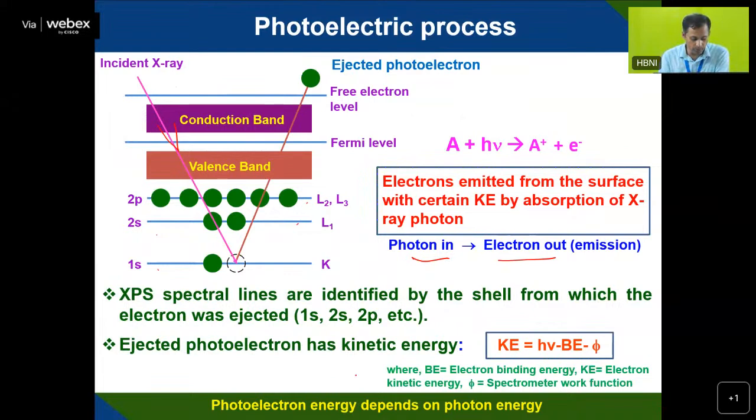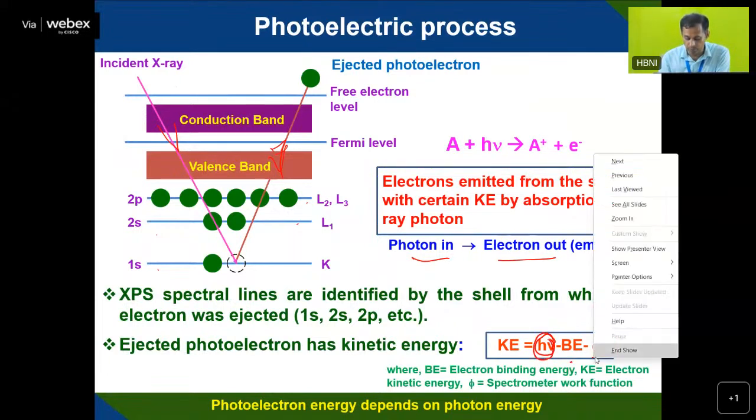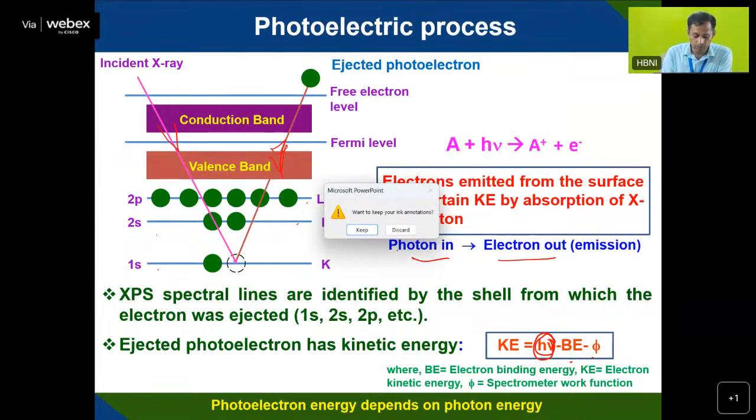So when the photoelectron comes out, the ejected photoelectron must have some kinetic energy. So that kinetic energy is h nu, the X-ray photon energy that we are supplying, minus the binding energy, minus phi, the work function. So the binding energy is here mainly.